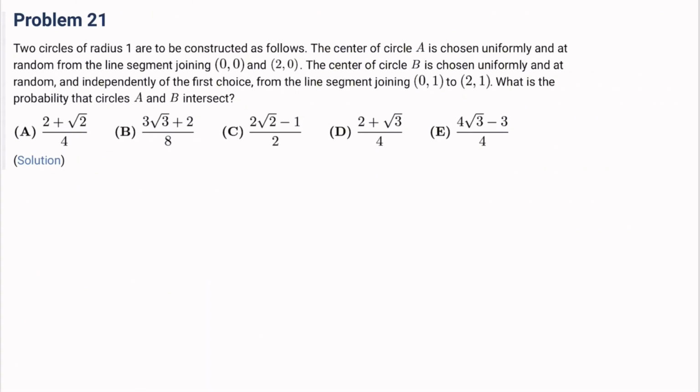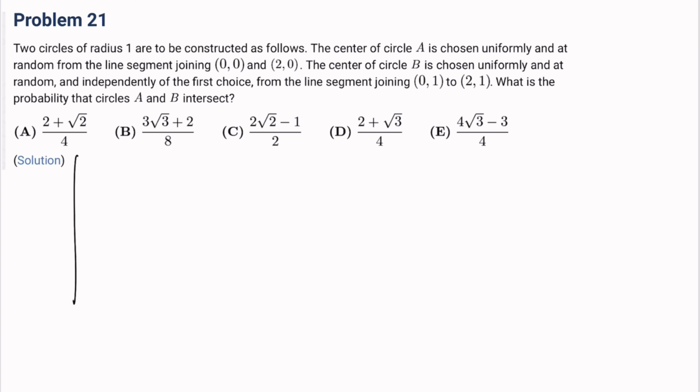Number 21. 2 circles of radius 1 are to be constructed as follows. The center of circle A is chosen uniformly and at random from the line segment joining (0, 0) and (2, 0). The center of circle B is chosen uniformly and at random, and independently of the first choice, from the line segment joining (0, 1) to (2, 1). What is the probability that circles A and B intersect?